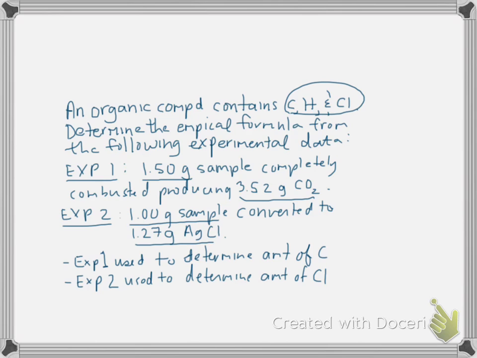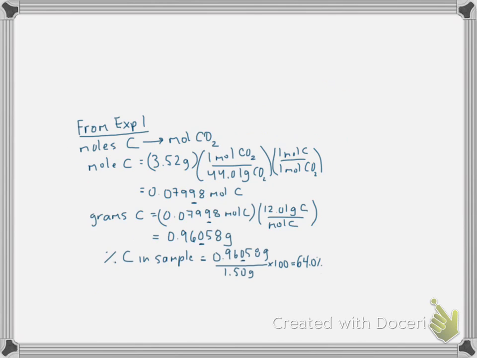Now what's important to realize is that from experiment 1, you can determine the amount of carbon. Specifically, you can determine the mass percent of carbon in this compound. From experiment 2, you can determine the amount of chlorine. Again, specifically, the mass percent of chlorine in this compound. The mass percent of the carbon, hydrogen, and chlorine in any sample size of this compound will be the same. That's also important to recognize.